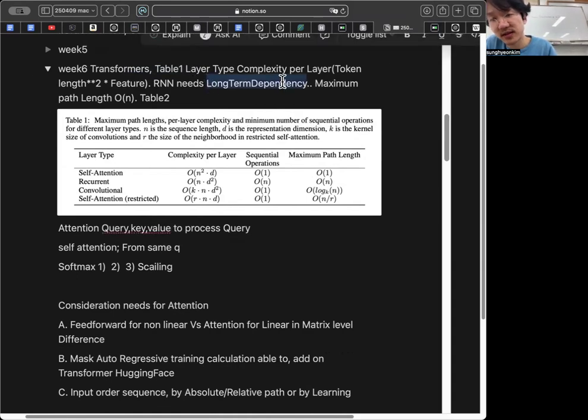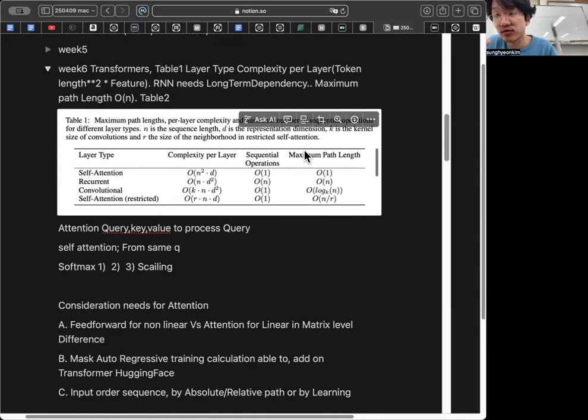RNN needs long-term dependency, but Transformer solves it by putting the input all together and calculating the query, key, and value together. But we also need a mask in Transformer, because in RNN, words come out one by one to predict the next word in the sentence, but in Transformer, everything comes in together, so we use masks.